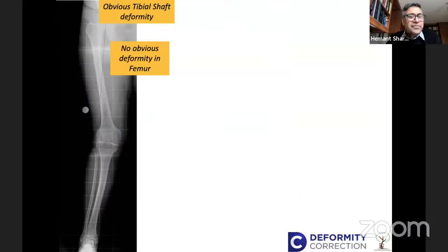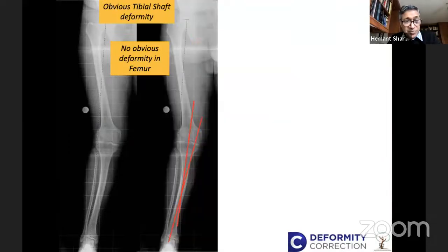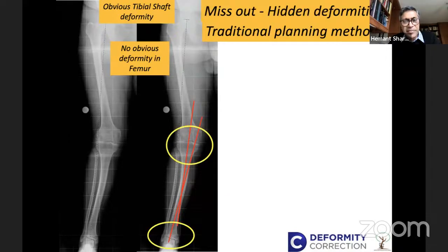Now, if you look at the traditional methods, we look at an X-ray where I say, look, this is an X-ray, and there's no deformity in the femur, and the deformity looks to be in the tibia. If you draw in the standard way, we do the line in the tibia that appears to have deformity, which is at the obvious apex of the deformity, and we can assume there's a deformity in the shaft of this tibia.